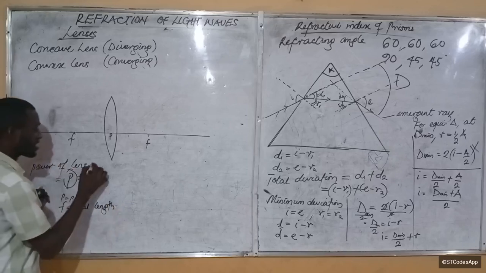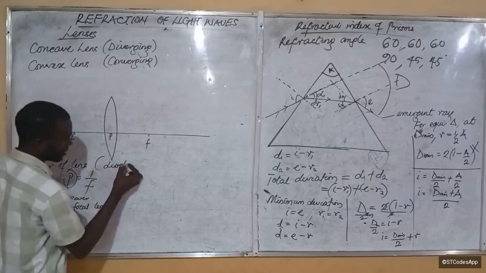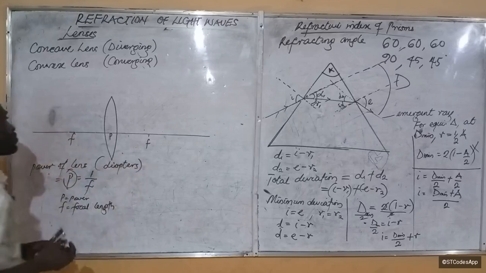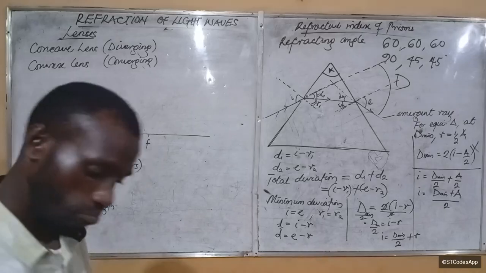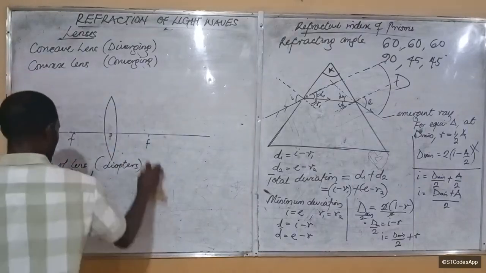And the power of a lens is measured in diopters. Power of a lens is measured in what? Diopters. Right, let's go on.